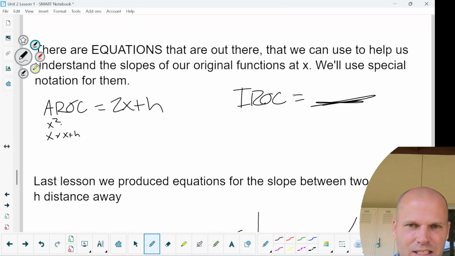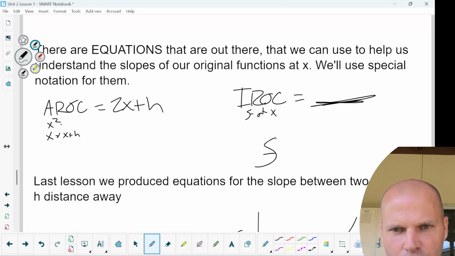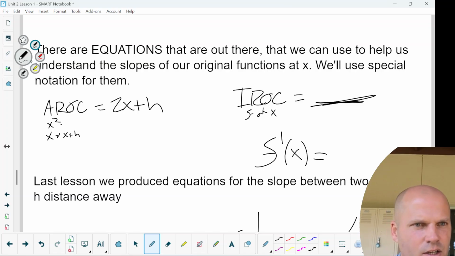But it takes too long. And we're going to be using these equations for slopes so much that we're going to use a very special notation for it. Instead of the instantaneous rate of change of f at x, we are going to call it f prime at x.